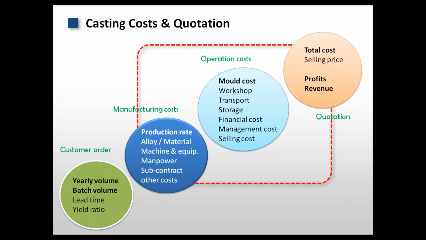So for most of the factories, when you receive a customer's order, you have a yearly volume and a batch volume. And the second is you need to calculate the cost. The cost includes the manufacturing costs and operation costs, such as the material cost, the machine cost, the manpower, the storage cost and management cost, all those kinds of costs. You could use the calculator in CAST Designer to find out the total cost, and you could calculate the profit and revenue for this order.